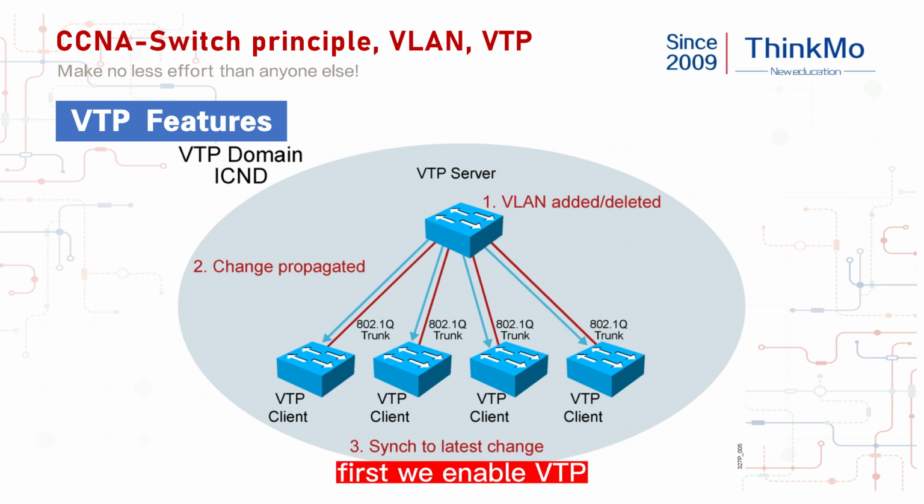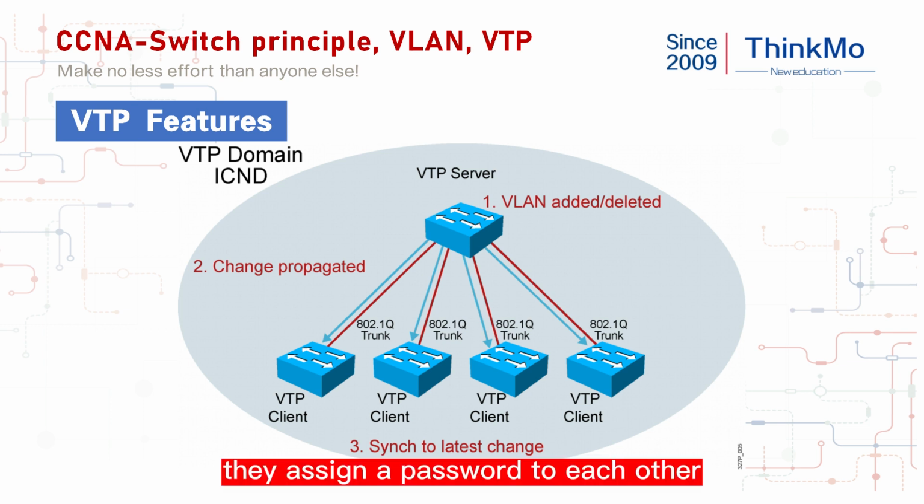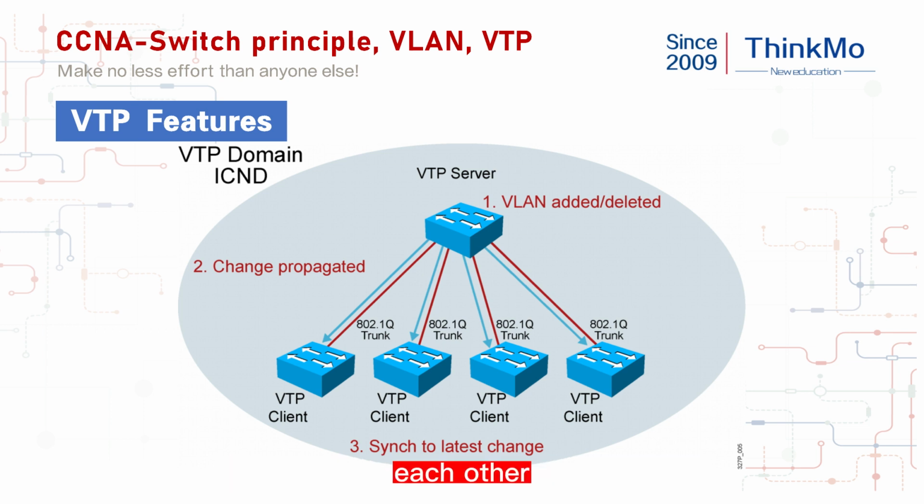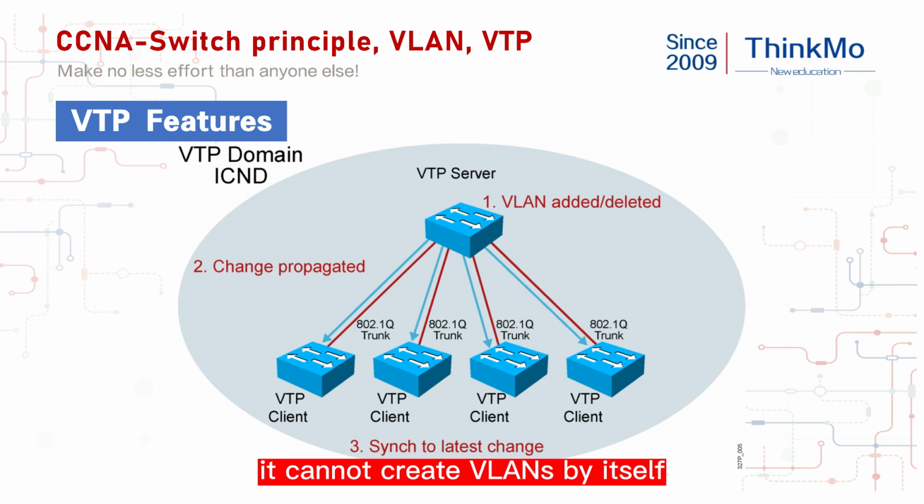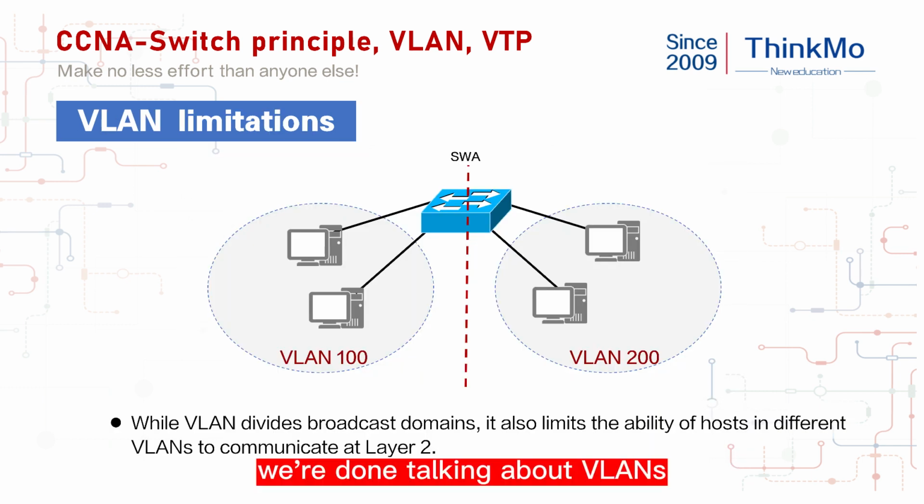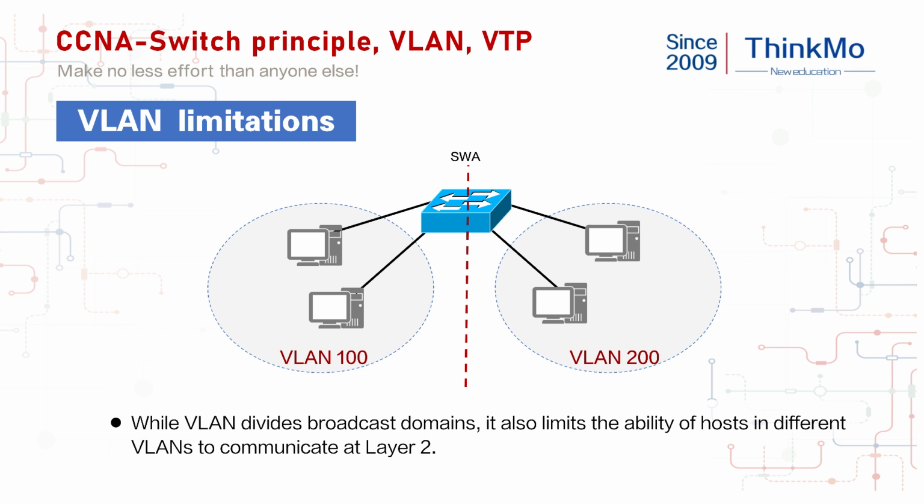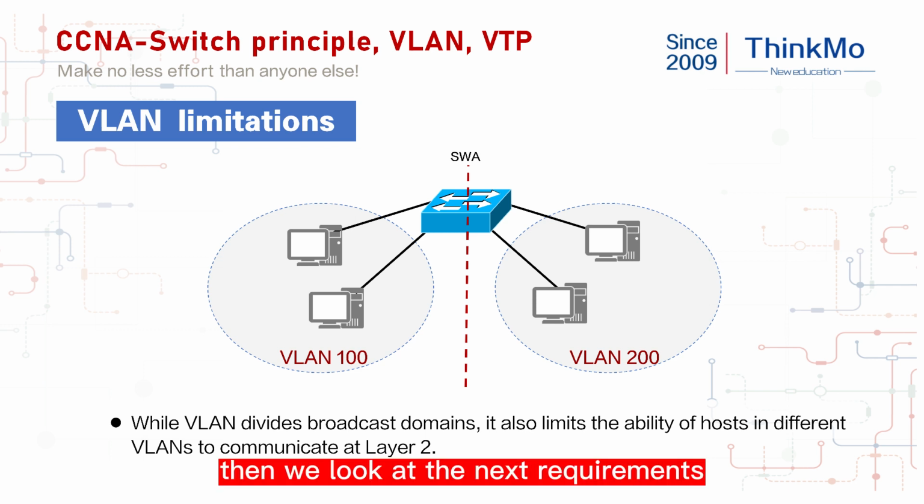First we enable VTP. I change the VTP mode. One is changed to server, the other to client. They are assigned a password and name to each other. It creates the VLAN here, and it can be seen here. This thing is not needed now. The client cannot create VLANs by itself; only the server can create them. Okay, we're done talking about VLANs. Then we look at the next requirements.